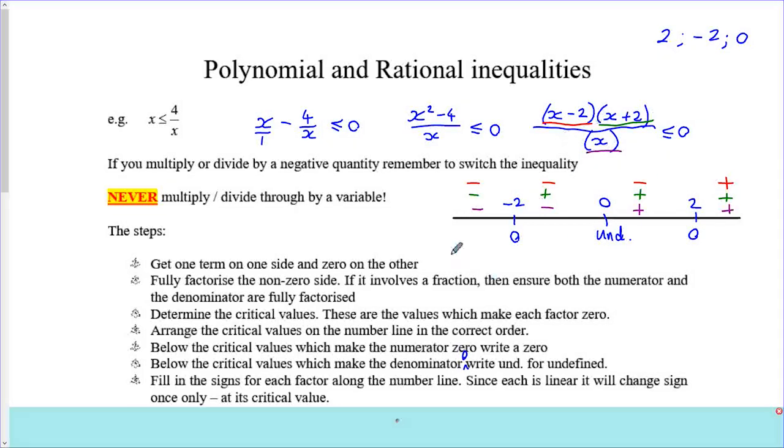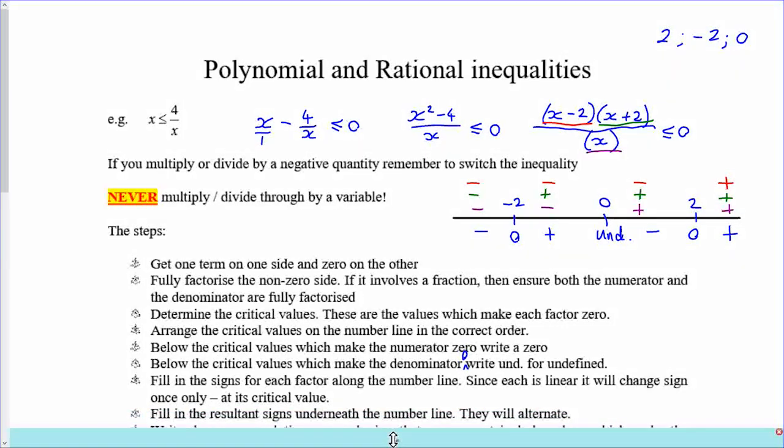Now, I'm going to revert to my blue pen, and my blue pen is going to be the sign pattern of the overall result. Now, if you've got three negatives multiplying or dividing by one another, you'll end up with a negative. If you've got two negatives and a positive, you'll end up with a positive. Two positives and a negative, a negative, and three positives, a positive.